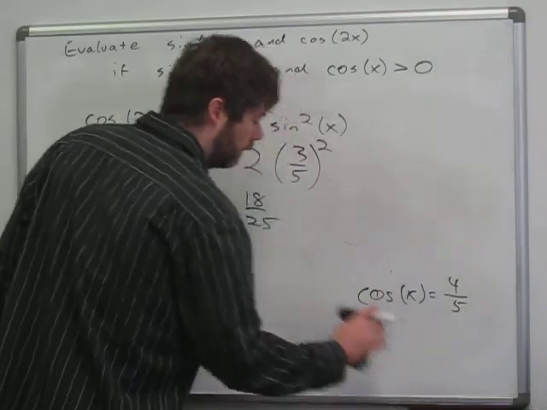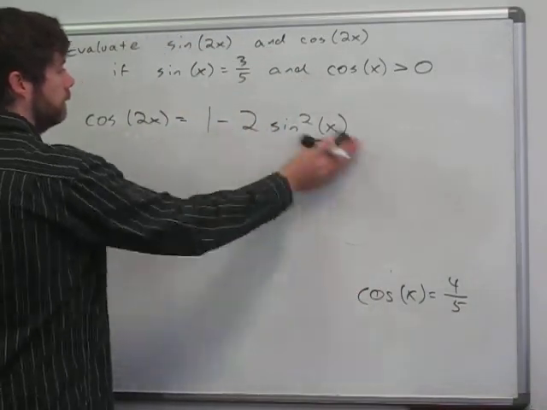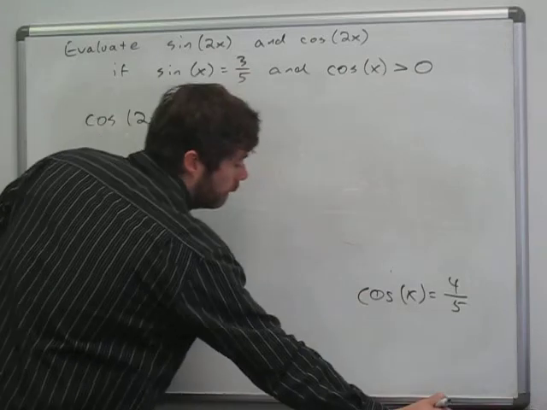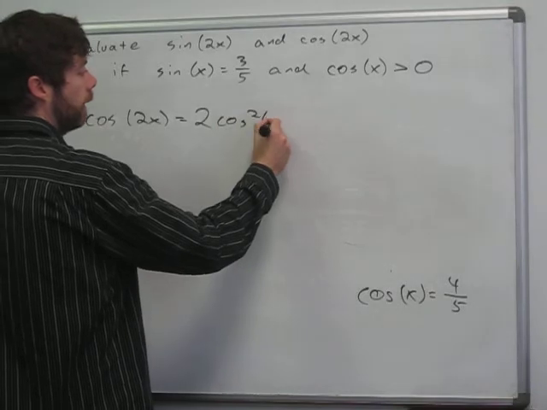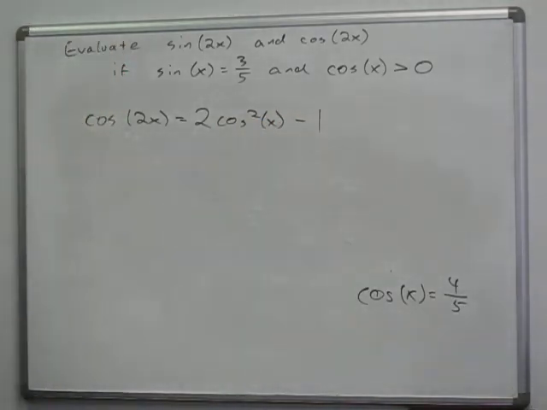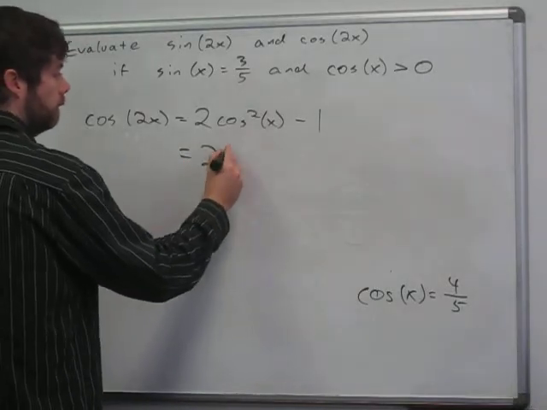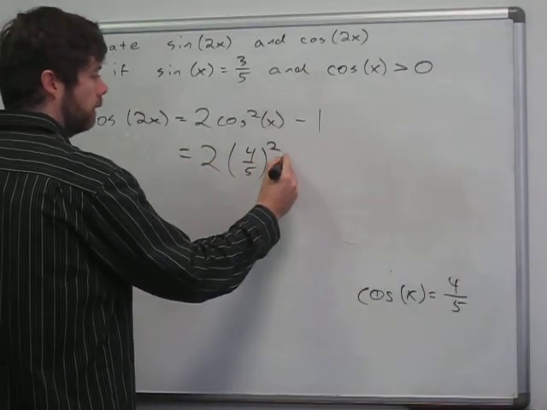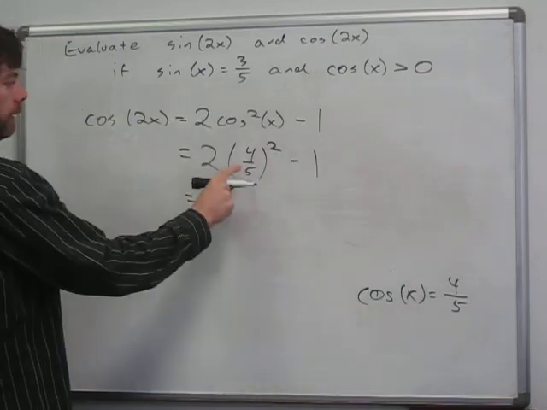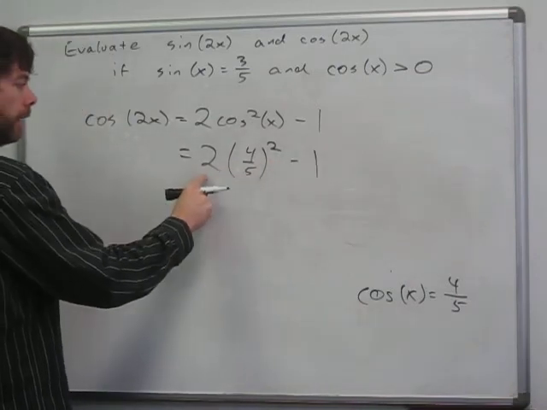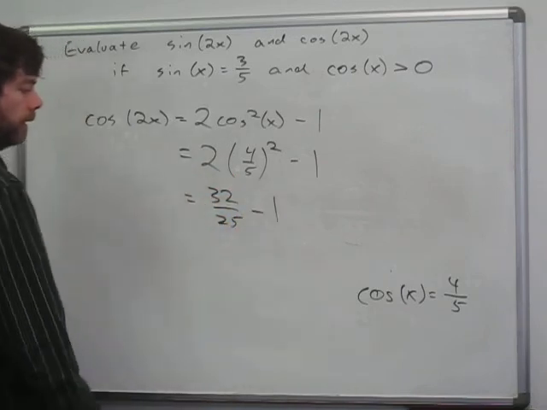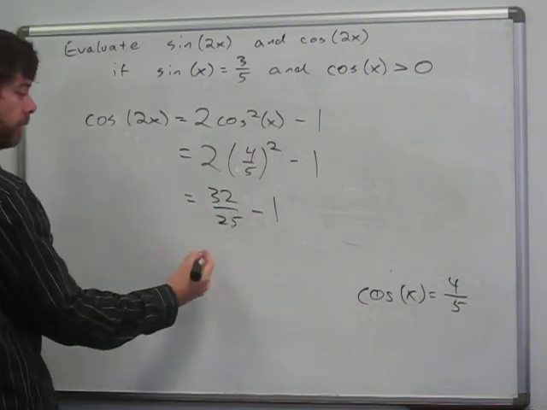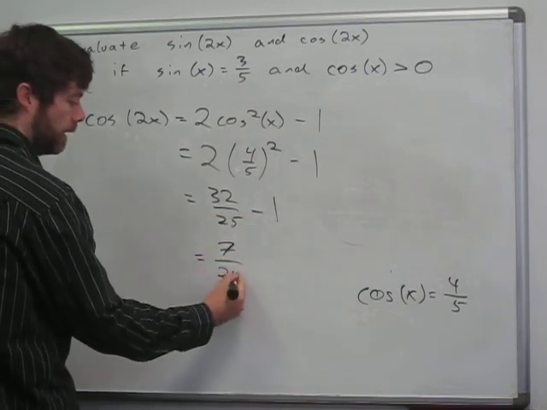If I was given the information about the cosine, I could have used the third formulation. This is 2 cosine squared of x minus 1. So this would be 2 times 4/5 squared minus 1. 4/5 squared is 16 over 25, so this is 32 over 25. 32 over 25 minus 25 over 25 is again 7/25.